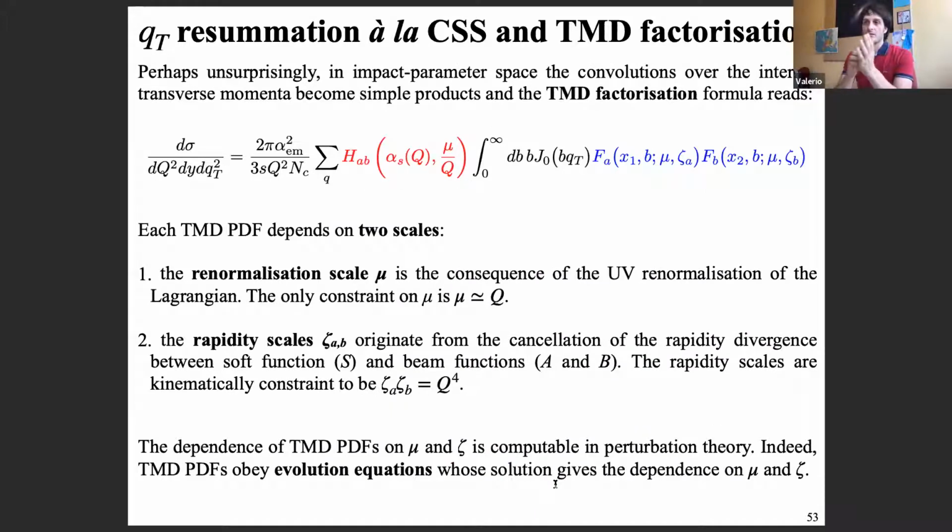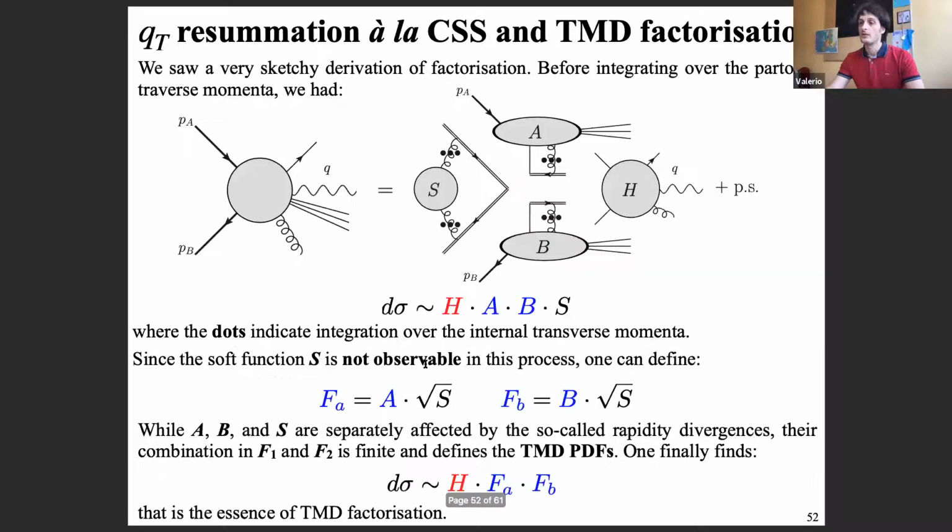So it's perhaps unsurprising that if you go into b space, then these convolutions that I've been talking about become products. And then what you end up with in TMD factorization is a formula that looks like this. You have a hard function, and then you have a Fourier transform using the Bessel function, as done in the CSS formalism, of two TMD PDFs. Now these two TMD PDFs are finite. But the finiteness of these two TMD PDFs arises from a cancellation of what are called the rapidity divergences that happen singularly in S and A. The moment you do these combinations, these divergences cancel.